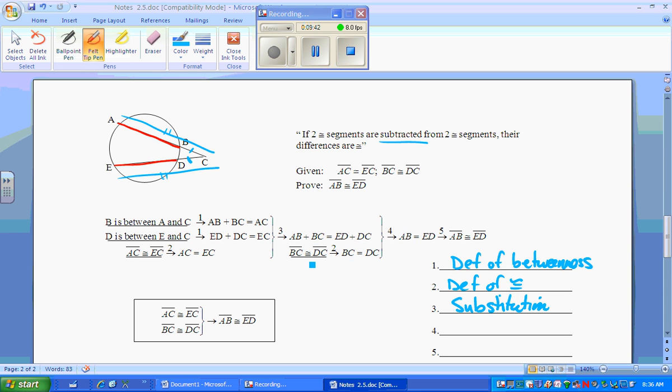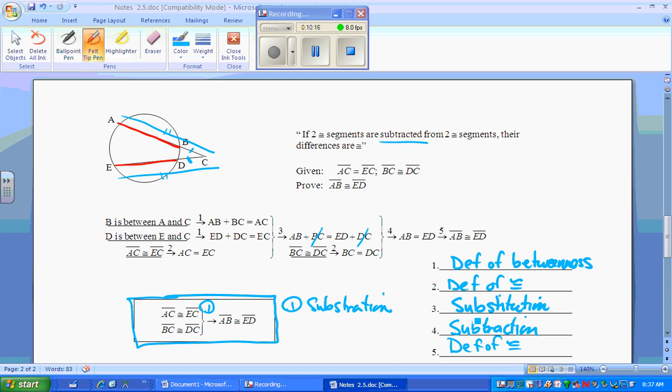4, we're taking these two statements and we're getting rid of, it looks like, BC and DC. So when we get rid of something, what are we doing? Subtraction, that's correct. And 4, back from equals to congruent, so that's definition of congruent. This highlighted is the short way of saying something is subtraction, right? So reason one here would be subtraction. Remember, do not use the word sub because you don't want to confuse substitution and subtraction.